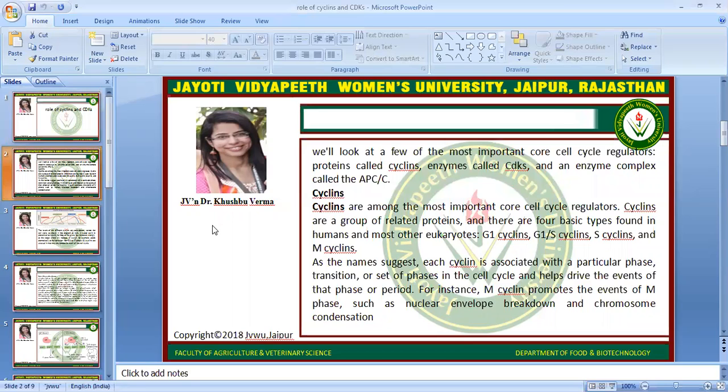Cyclins are a group of related proteins, and there are four basic types found in humans and most other eukaryotes. First is G1 cyclin, next is G1/S cyclin, then S cyclin, and the last one is M cyclin. As the name suggests, each cyclin is associated with a particular phase, transition, or set of phases in the cell cycle, and helps drive the events of that phase or period. For instance, M cyclin promotes the events of M phase such as nuclear envelope breakdown and chromosome condensation.